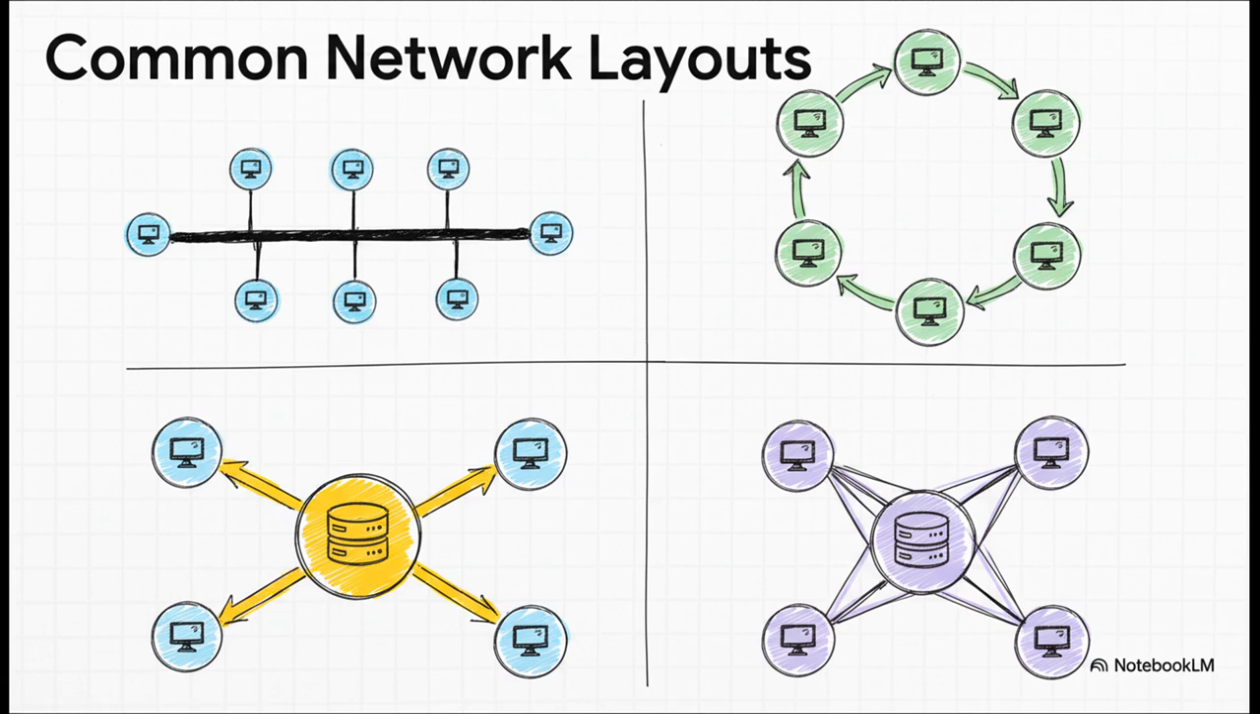At home or in the office, all your devices, your laptop, your phone, your TV, they all connect to one central point, which is usually your Wi-Fi router. And it's so popular for one big reason. It's reliable. If one device's cable gets unplugged, everybody else on the network stays online.